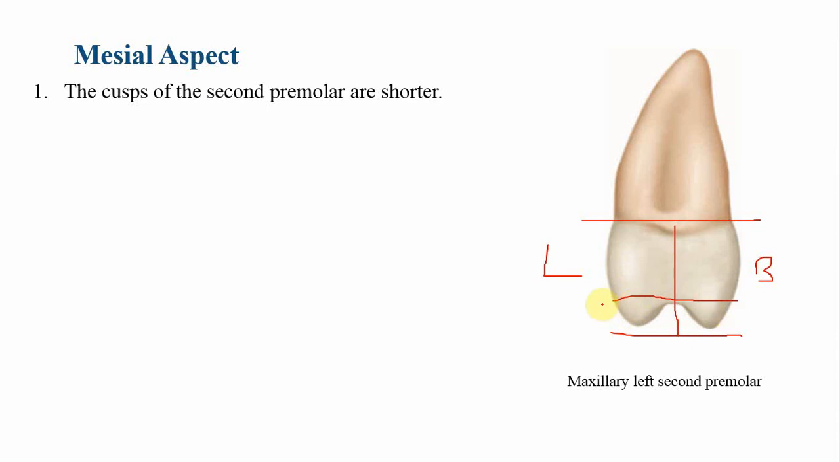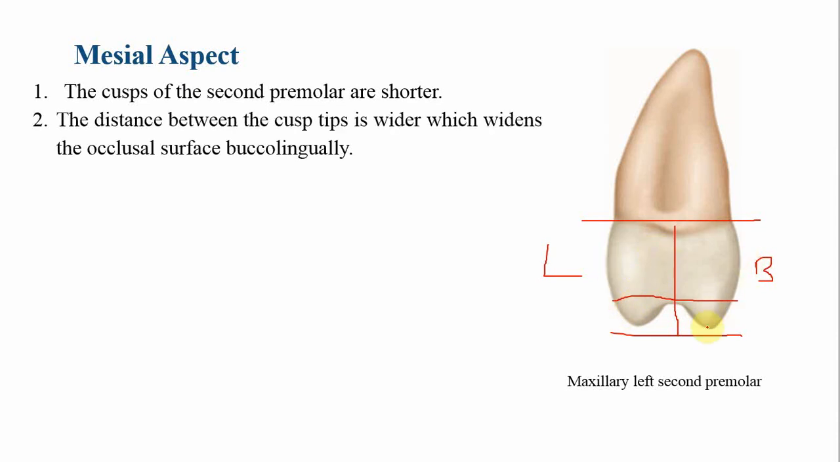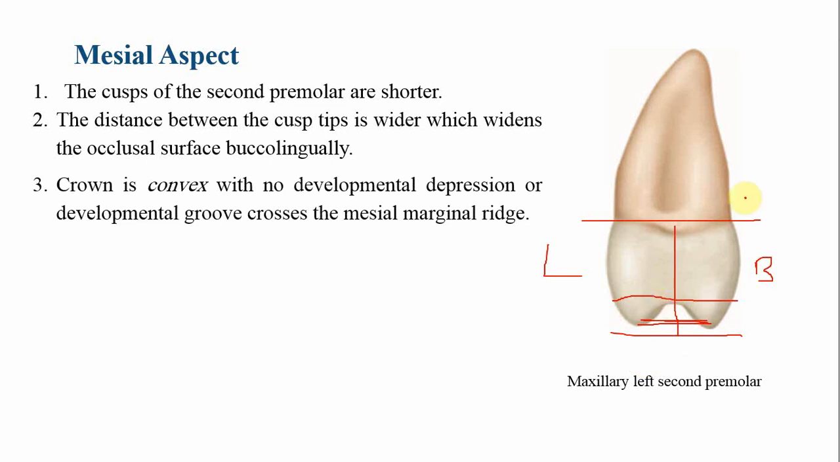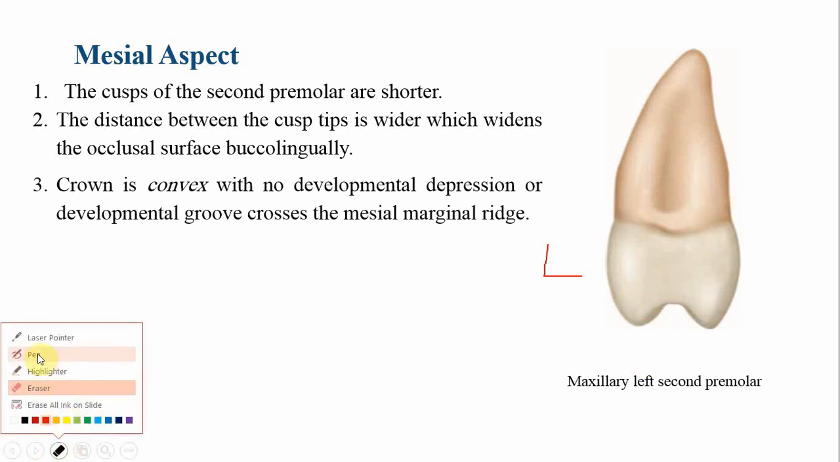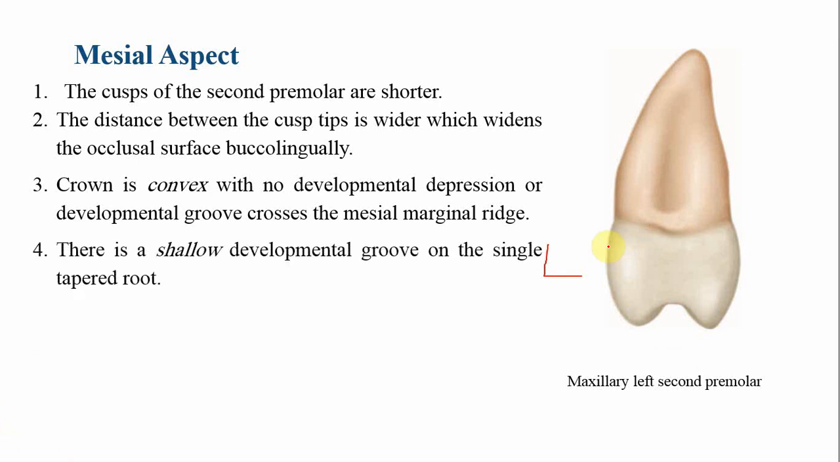The distance between the buccal and lingual cusp tips is wider, as you can notice here, which will widen the occlusal plane. The crown is convex. There are no developmental depressions. The crown is smooth. However, on the single root, there is a shallow developmental depression. Not like the mesial aspect of the maxillary first premolar, where the developmental groove and depression were deep on the mesial aspect.